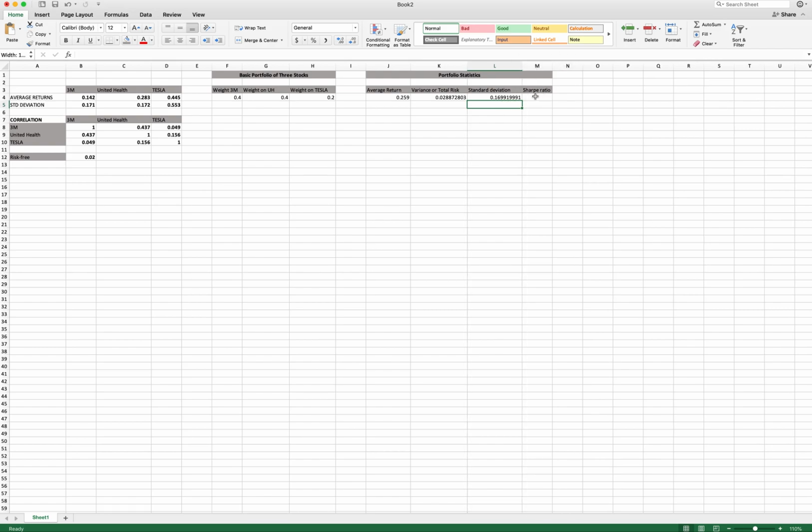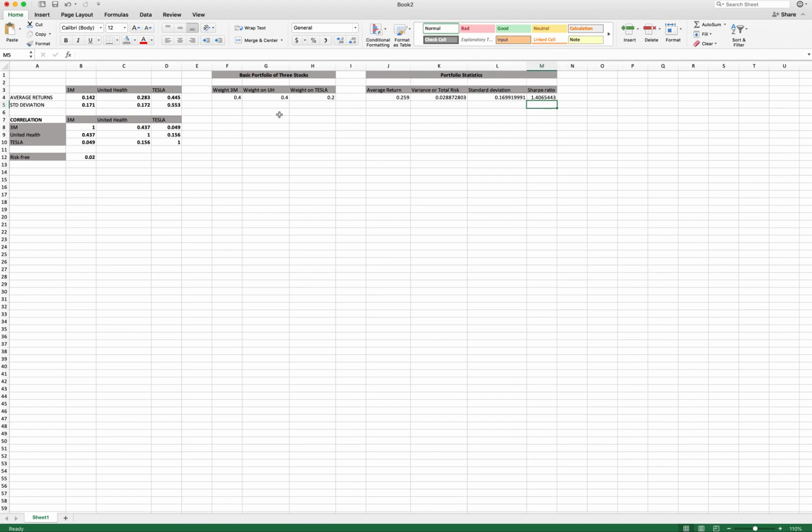And last, what's the Sharpe ratio? Well, that's really something you're going to want to remember. The Sharpe ratio is simply the ratio of the average excess return, so average return minus the risk-free rate, divided by the standard deviation. So that's equal to the average return minus the risk-free return divided by the standard deviation here. Okay, and that gives us a healthy Sharpe ratio of 1.4.